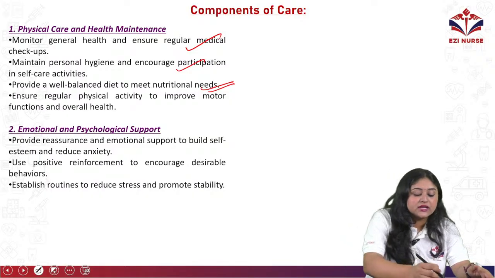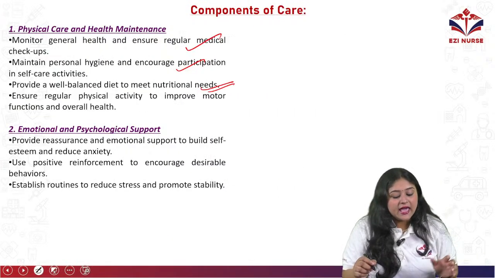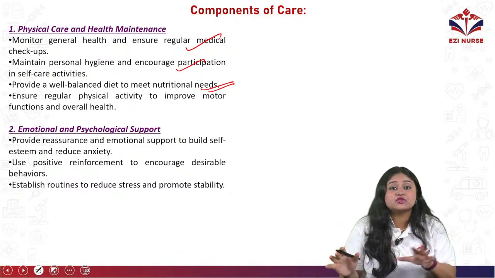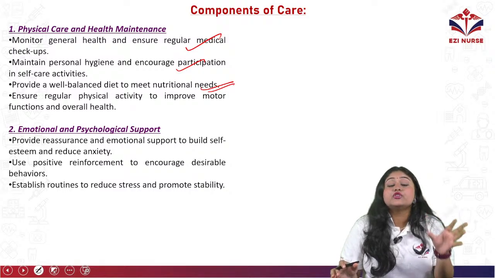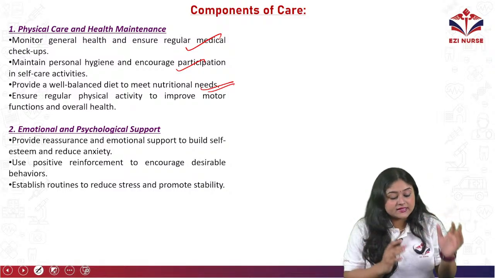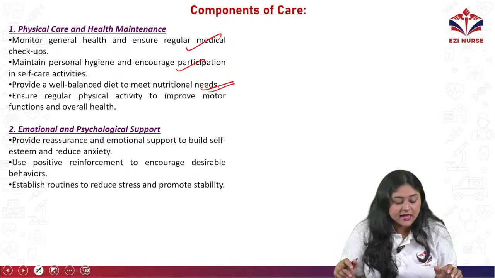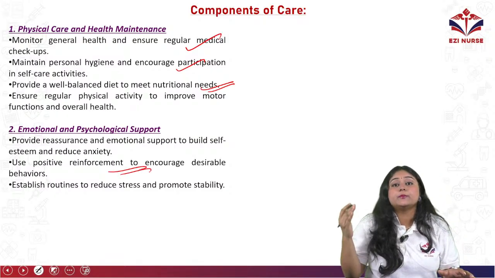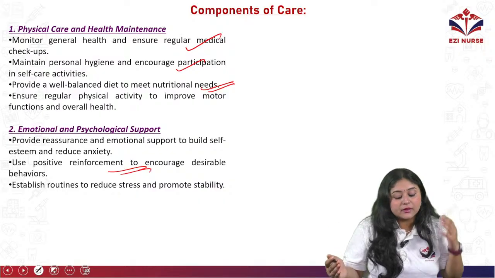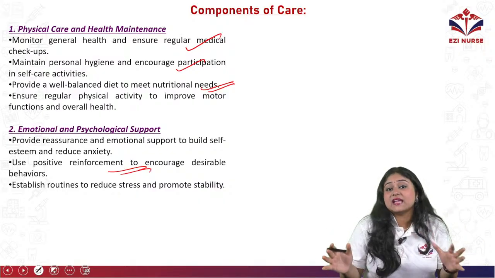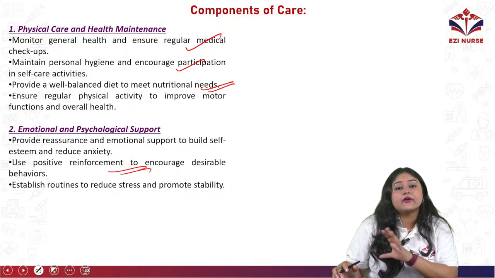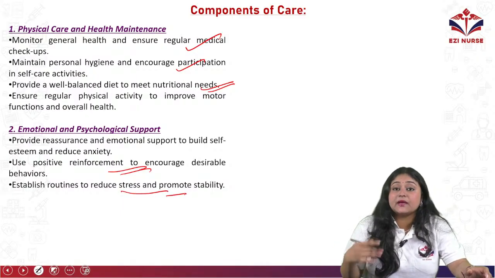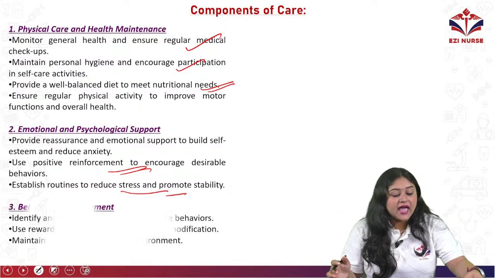Next is the emotional as well as the psychological health support. We have to provide reassurance and emotional support to the family members, which will help to build self-esteem and reduce anxiety or depression. We have to use positive reinforcement, which will be encouraging for the patient to promote desirable behaviors, and also ensure routines to reduce stress and promote stability by engaging them in other kinds of activities.